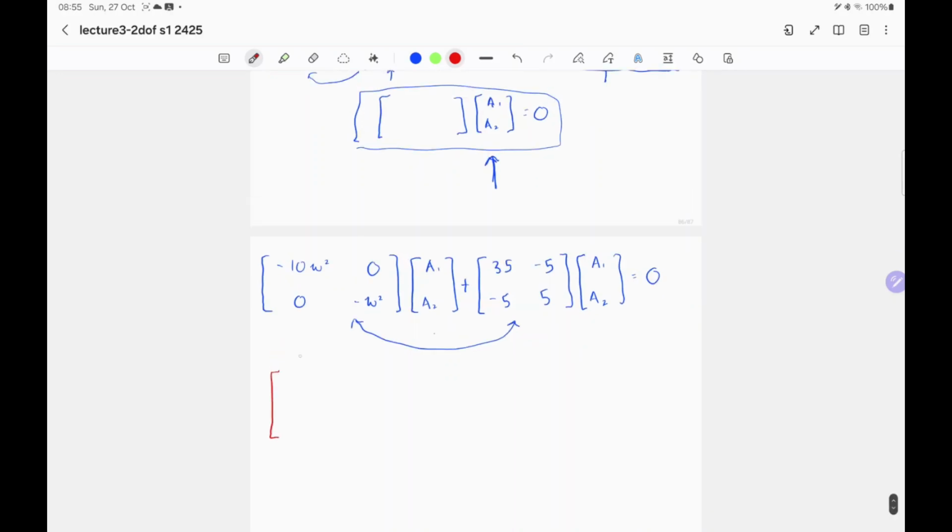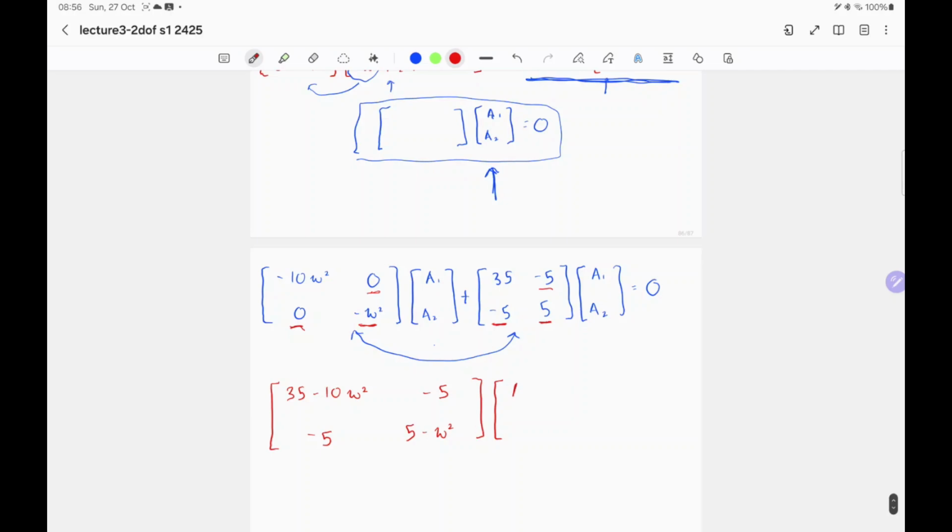So if I combine these two together, it becomes 35 minus 10 omega squared. Negative 5 plus 0 is negative 5. And 5 plus negative omega squared will become 5 minus omega squared. And then it will become A1, A2, this is equal to 0.